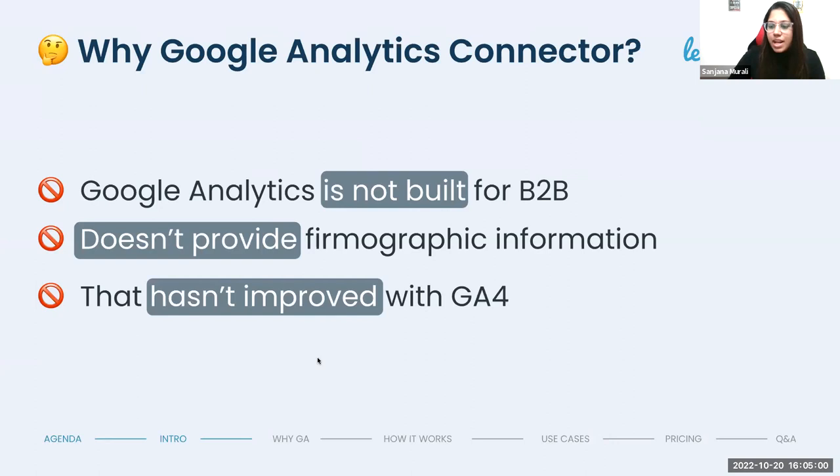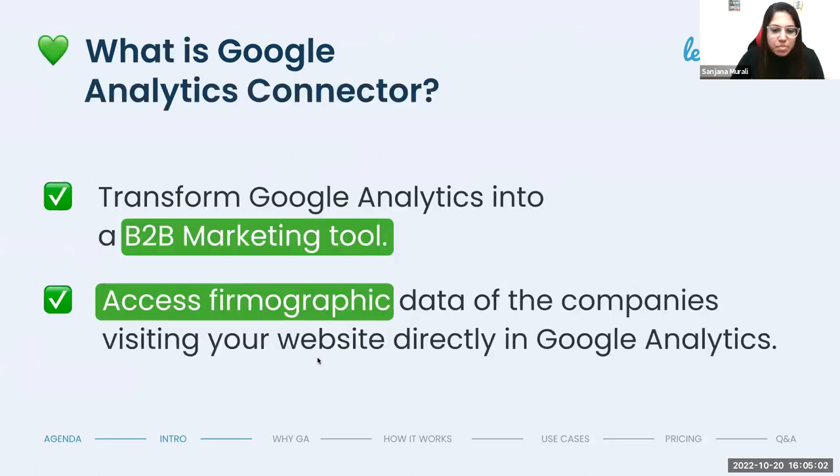So you still can't see any firmographic information about your website visitors in your Google Analytics account. Now, this is where Google Analytics Connector comes into the picture. Our connector is an add-on that transforms your Google Analytics into a B2B marketing tool by giving you insights on the companies that are visiting your website. So by using GA connector, you'll be able to access all the firmographic data of the companies directly in Google Analytics. It's that simple. So I hope you got the gist now. I'm going to pass the mic to Helena, where she's going to show you how it works in detail.